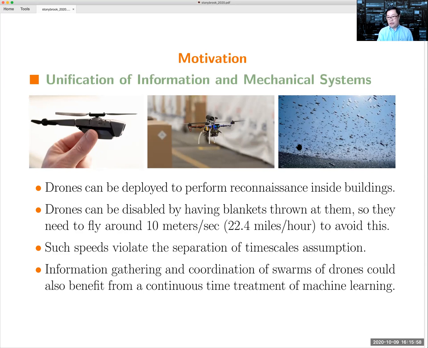So the information landscape, or at least the accessible part of it, is changing at a time scale comparable to the dynamics. There is no longer a separation of timescales which allows you to separate the control of the mechanical system from the information optimization part. So the basic idea is that information gathering and coordination of swarms of drones could potentially benefit from a more unified treatment of both the learning aspects as well as the mechanical aspects.